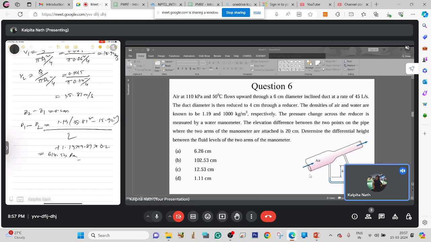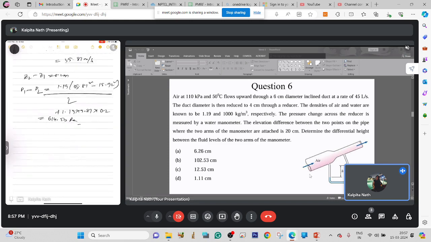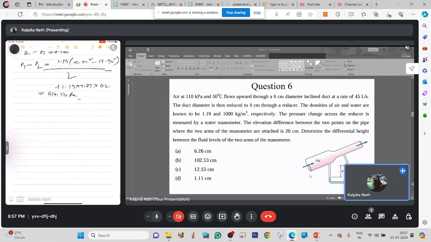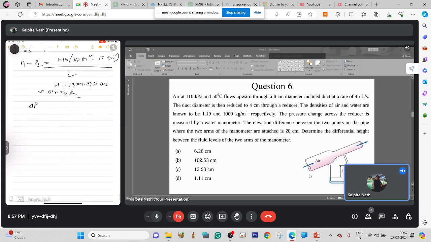The differential height of water in the manometer corresponding to this pressure change is determined from delta P is equal to density of water times g times h. So h is equal to delta P by density of water times g, which is 614.53 upon 9810. So that is 0.0626 meter, which means 6.26 centimeters. So that is the option.